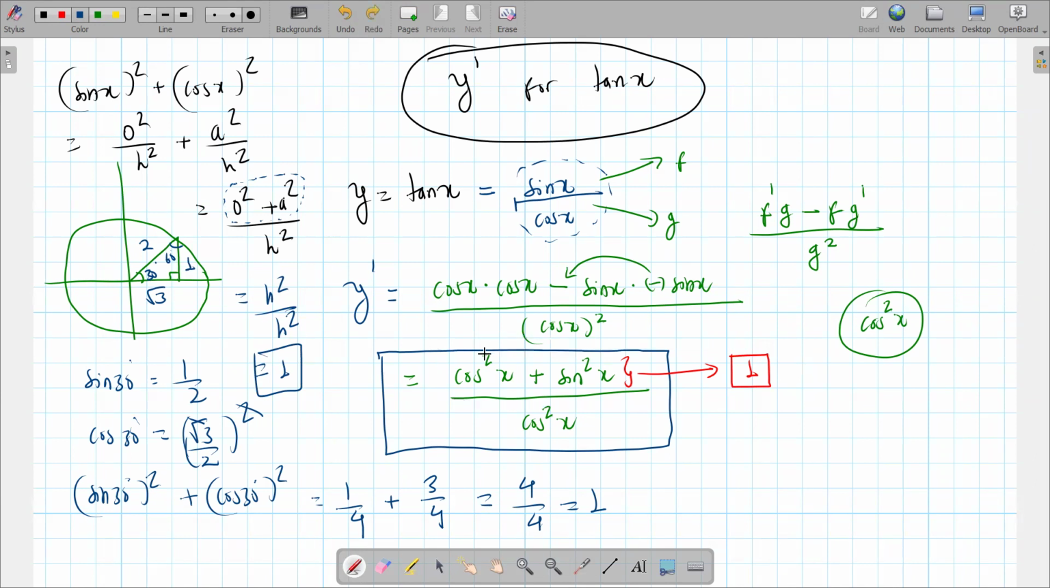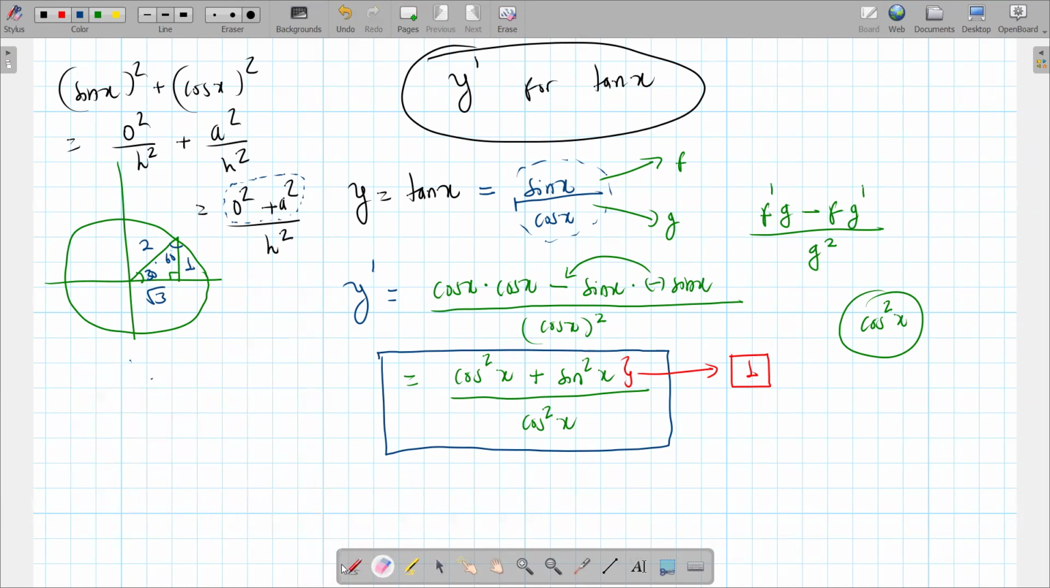Cosine squared x plus sine squared x, or sine squared x plus cosine squared x, is always going to be 1. So we can replace that with a 1, and then we get 1 over cosine squared x. What is the reciprocal function of cosine? So there are 3 secondary ratios, right? So you have sine, cosine, and tan. These are the primary ratios. If you flip them upside down like this, 1 over sine x, you'll get the secondary ratio.